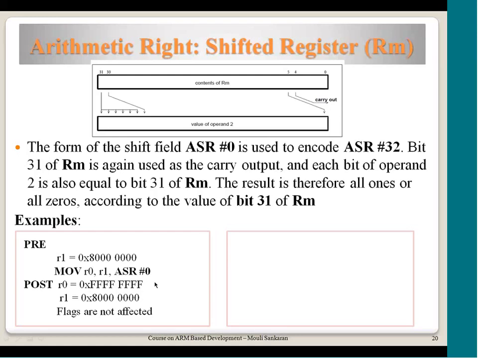So why has ARM decided to use this #0 as a 32-bit shift? Because 32 cannot be written into it, and 0 if you write it is the same as LSL 0. So they made use of that particular combination to perform this operation.